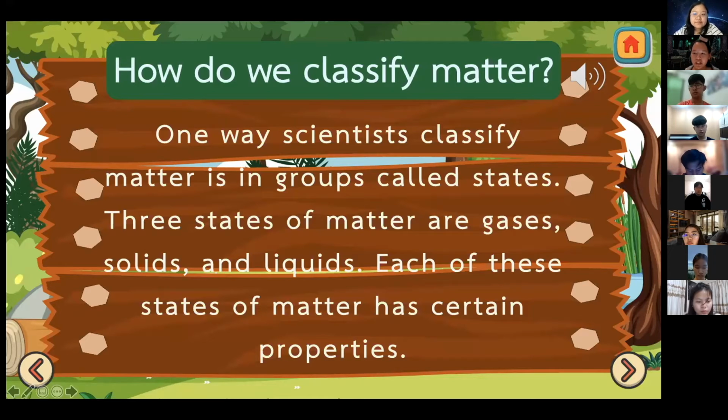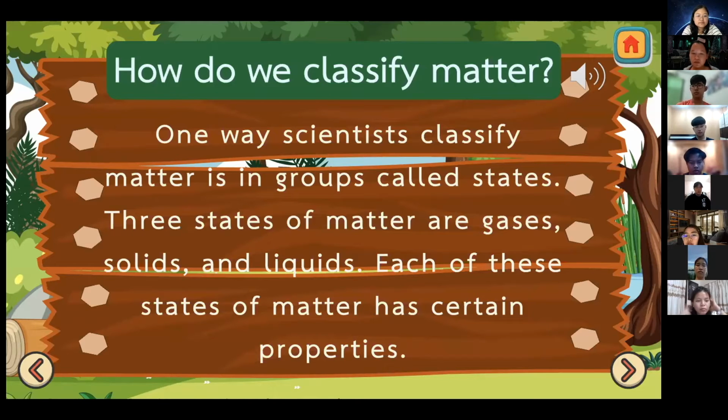Okay, I will play the audio. One way scientists classify matter is in groups called states. 3 states of matter are gases, solids, and liquids. Each of these states of matter has certain properties.